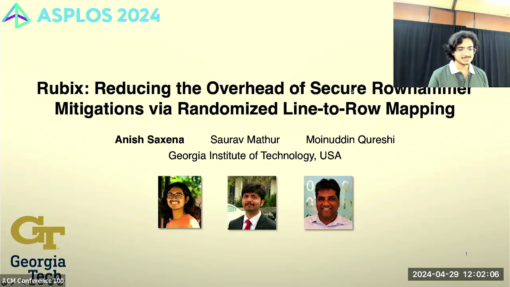Thanks for the introduction, Moumita. Hi, everyone. I am Anish Saxena, and I'm excited to present our work on randomized memory mappings for low overhead and secure Rowhammer mitigations. This work has been done in collaboration with Saurav and my advisor, Professor Moin Qureshi at Georgia Tech.